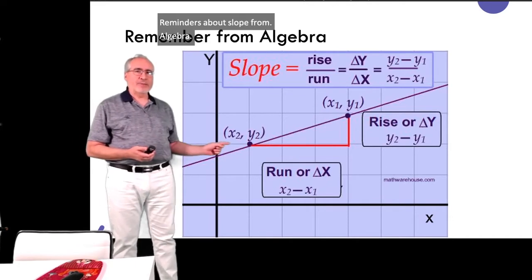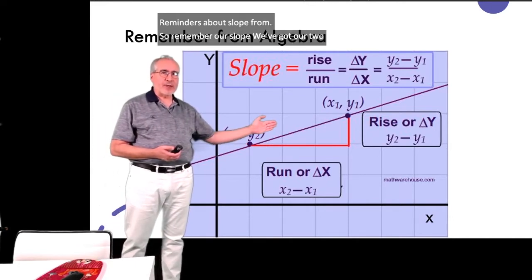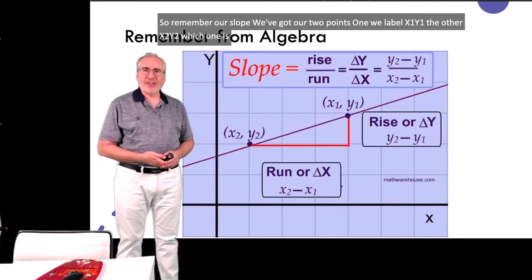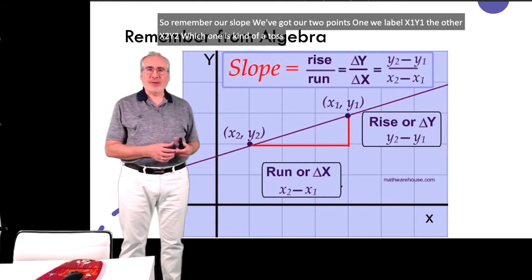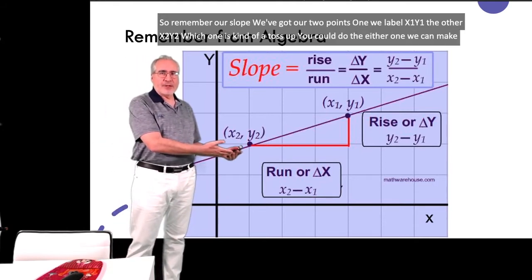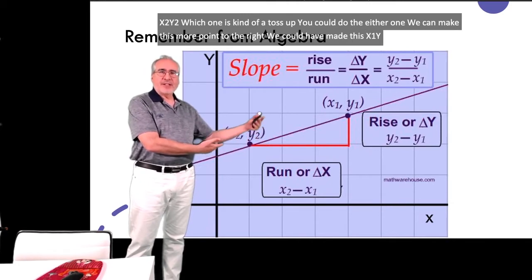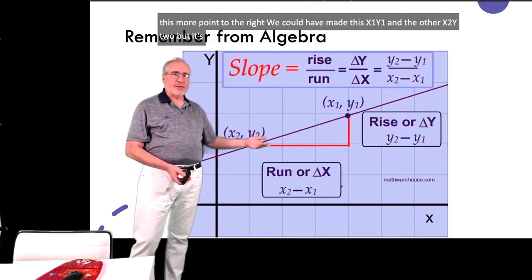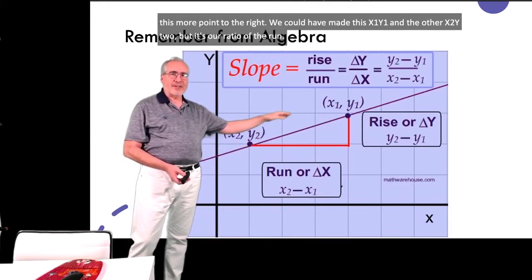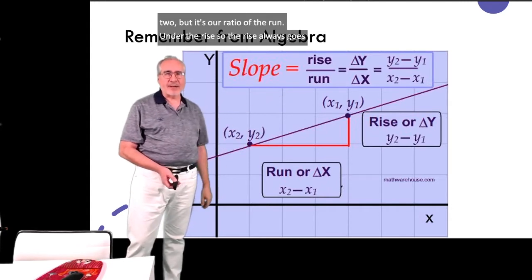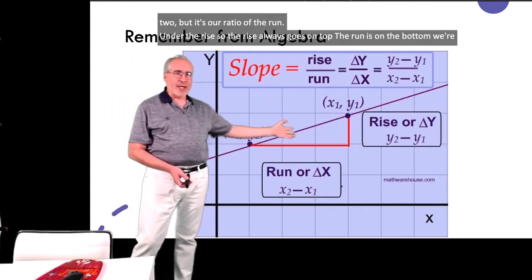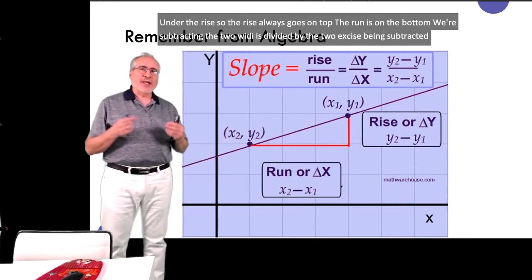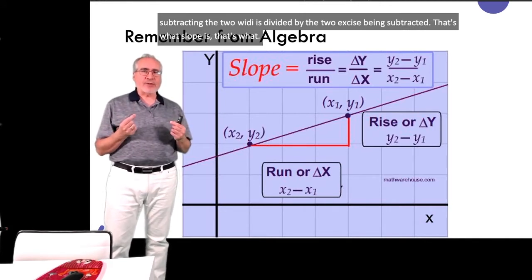So remember our slope, we've got our 2 points, one we label x1, y1, the other x2, y2. Which one is which is kind of a toss-up. You could do either one. We could have made this x1, y1, and the other x2, y2. Okay, but it's our ratio of the rise over the run. So the rise always goes on top, the run is on the bottom. We're subtracting the two y values divided by the two x values being subtracted. That's what slope is. That's what average rate of change is.